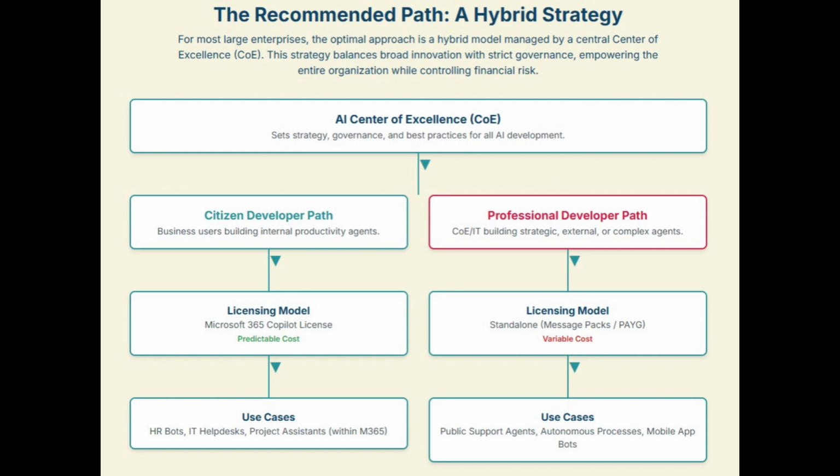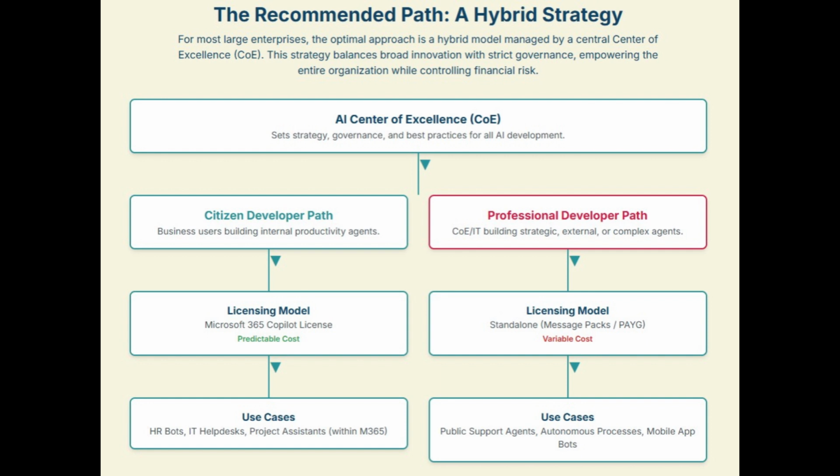Exactly. You leverage that M365 integrated model, the one with the add-on license. Use that for broad internal adoption. Empower those citizen developers, get lots of internal productivity wins within that safe walled garden. Predictable cost per user mostly. Then you reserve the standalone model, the PAYG or message packs, for specific high-value projects, things that absolutely need external reach or require those advanced metered features like agent flows.